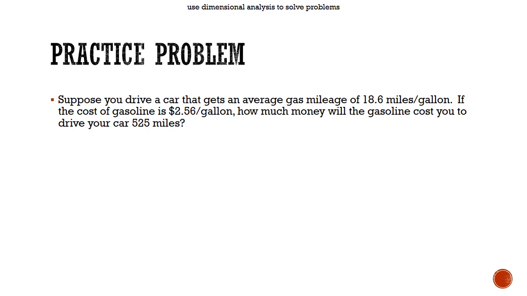So suppose you drive a car that gets an average gas mileage of 18.6 miles per gallon. If the cost of gasoline is $2.56 per gallon, how much money will the gasoline cost you to drive your car 525 miles? So as always, we want to identify what are the units we're looking for, what do we want our answer to be, and then what data are we given, what is the known quantity to start with.